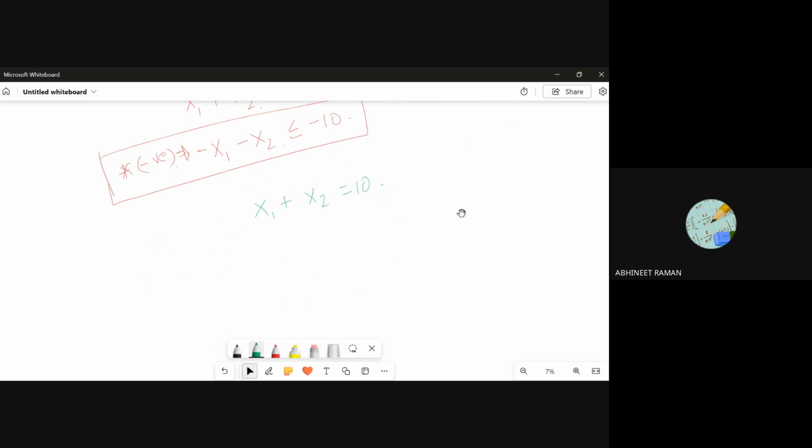We should convert this equation into two inequalities, one is less than or equal to 10 and another is greater than or equal to 10. So I will convert this to two equations, which says x1 plus x2 must be greater than or equal to 10, and x1 plus x2 must be less than or equal to 10. Now this is a constraint which is not in the standard form. So what I do is I change this by multiplying it with minus 1. So I will get minus x1 minus x2 must be less than or equal to minus 10.